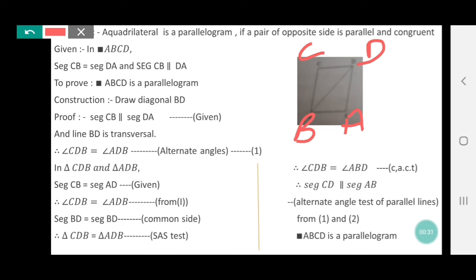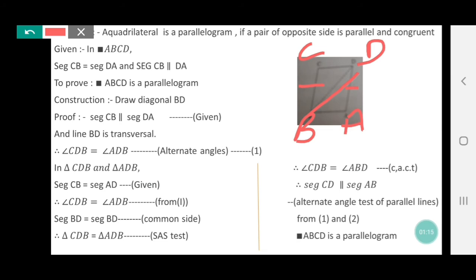Now here, quadrilateral ABCD, and CB is equal to DA. CB is congruent to DA and it is parallel also. We have to prove that the quadrilateral is a parallelogram. We have drawn the diagonal BD such that it is a transversal, as CB is parallel to DA.